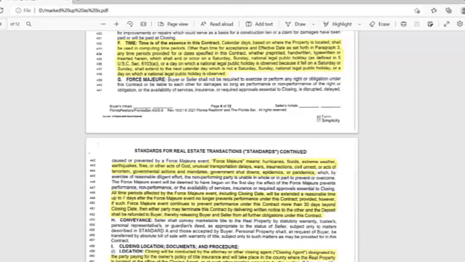Calendar days based on where the property is located shall be used in computing time periods. Other than time for acceptance and effective date as set forth in paragraph 3, any time periods provided for or dates specified in this contract, whether pre-printed, handwritten, typewritten, or inserted herein, which shall end or occur on a Saturday, Sunday, national legal public holiday, as defined in 5 U.S. Code, section 6103A, or a day on which a national legal public holiday is observed because it fell on a Saturday or Sunday, shall extend to the next calendar day, which is not a Saturday, Sunday, national legal public holiday, or a day on which a national legal public holiday is observed.